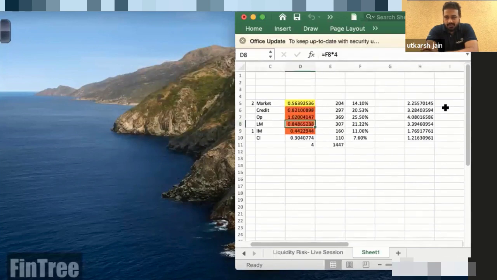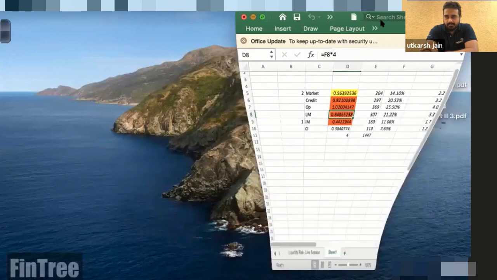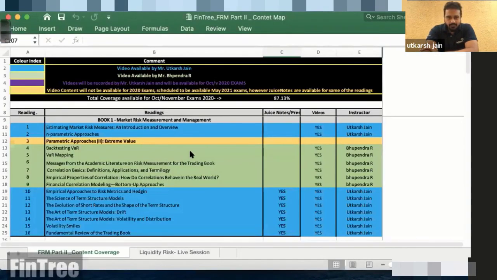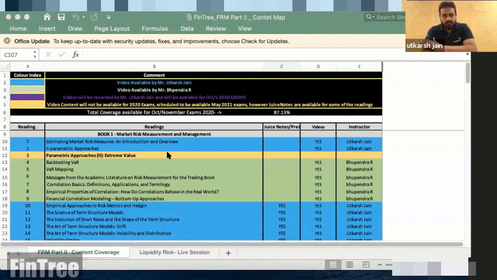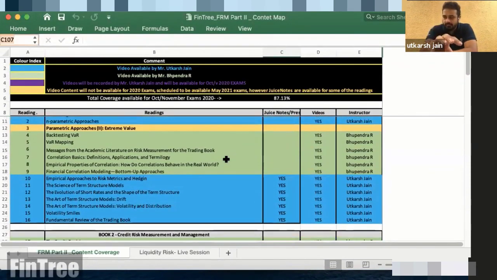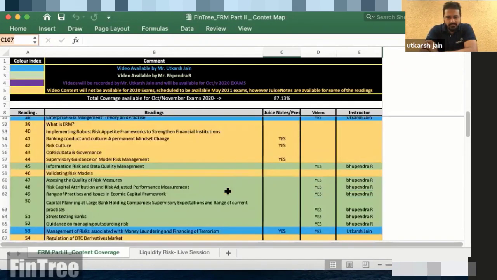Okay, by the way, these are my percentage calculations that I was talking about some time back. So what am I teaching this season? If you see this Excel file here, this is your entire syllabus. Now this Excel file is already uploaded on the FinTree website. It's also available inside your LMS, and I'll probably share it on your broadcast as well.